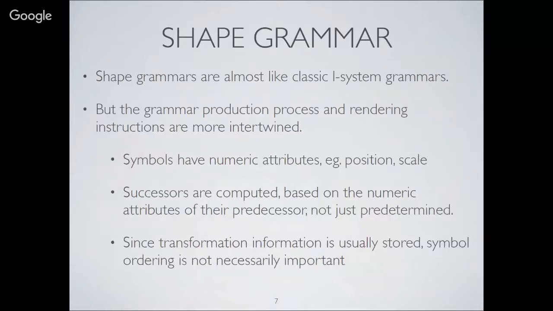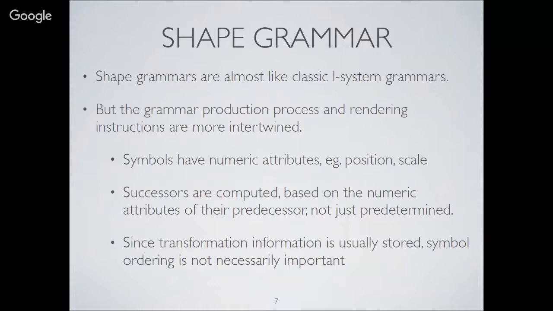The interesting thing about shape grammars is that the grammar production process, so how to apply rules, is intertwined with the rendering instruction. I just said that we could take blocks and represent them as A's and B's, and we can do that, but we can also bundle them with extra attributes like position and scale. And every time we apply a rule, we can carry over some amount of meta information moving forward.